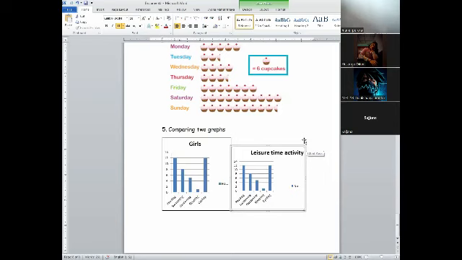Now we have two graphs. Comparing two graphs. This is a little difficult if you have it for the exam, but don't worry, we will practice, right?